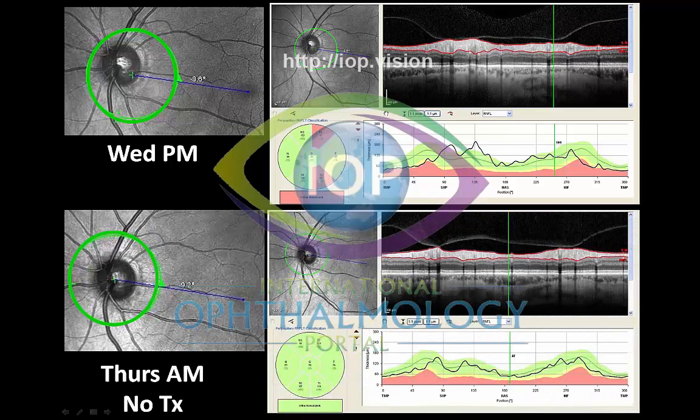On Thursday morning, the next day, we repeated the scan. The demarcation line is now in the correct place. Disc to fovea line has been subtly changed as well. But here's the important point. On Wednesday afternoon, the scan is reported as being significantly abnormal.